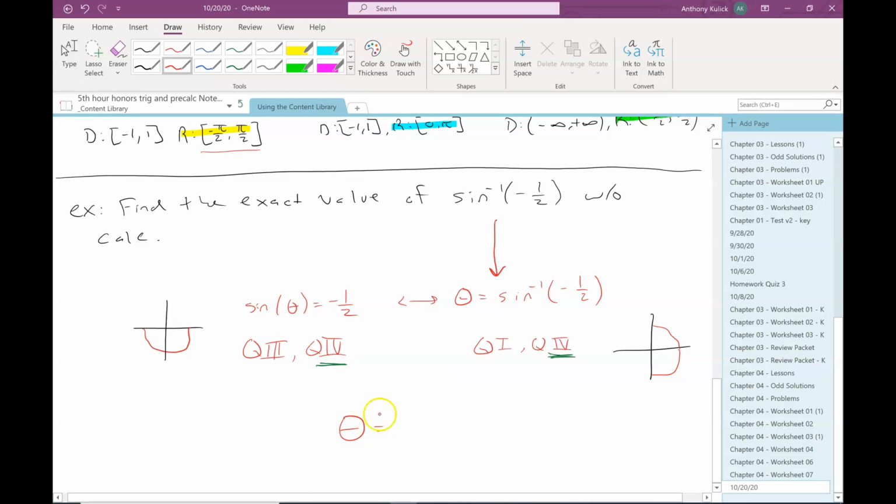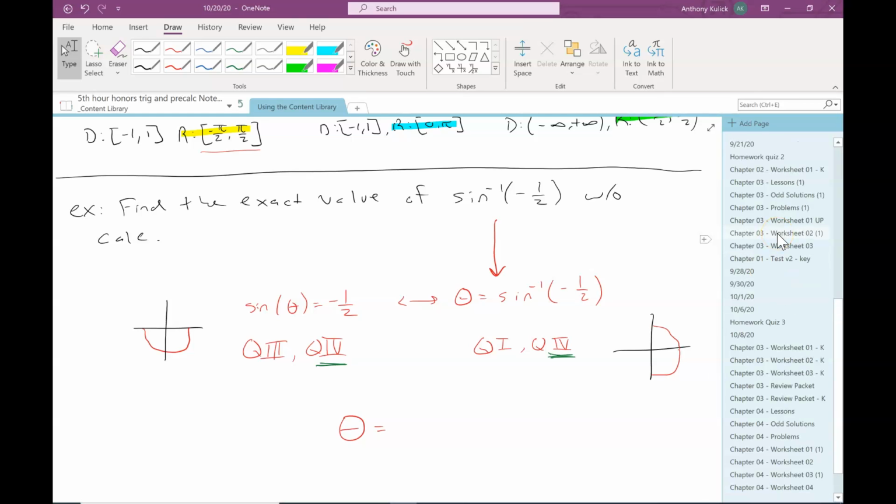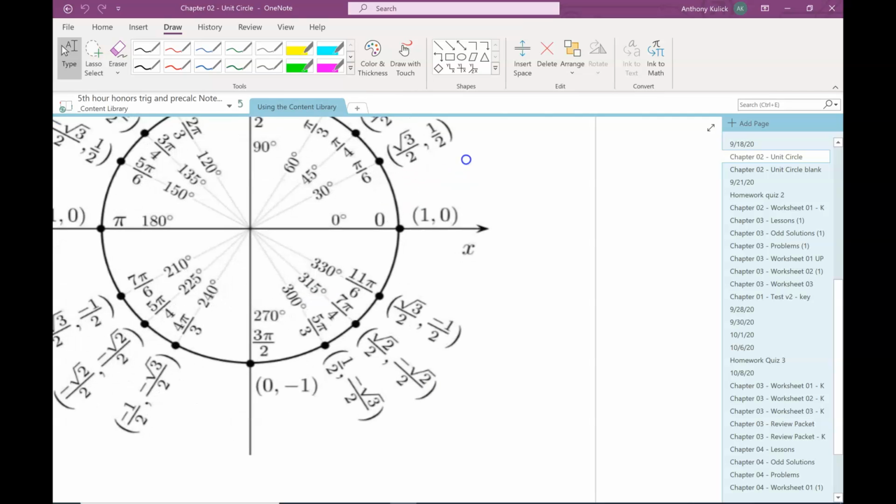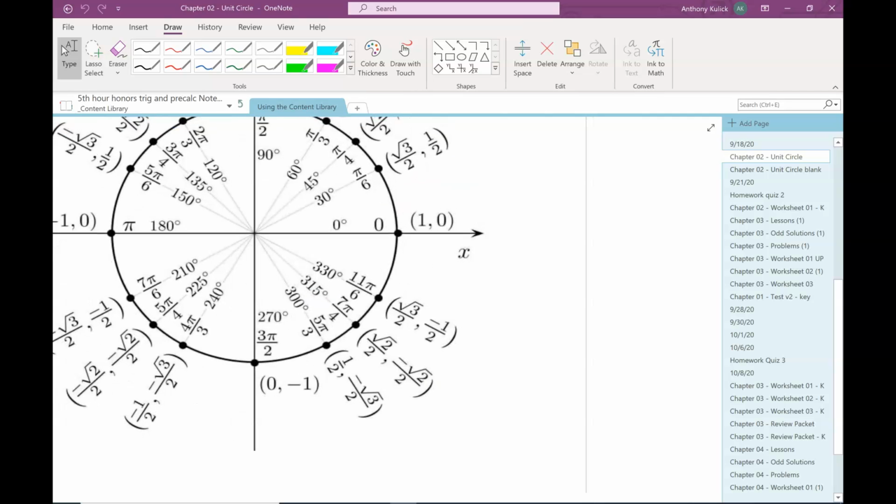So to find that angle theta now, I'm going to go to my unit circle and look in quadrant 4, for the location where the y-coordinate is -1/2. And I'm going to figure out the angle for that, which is 11π/6. Is everybody okay with what I did there? Okay.